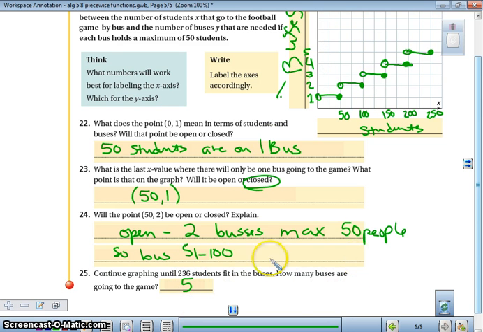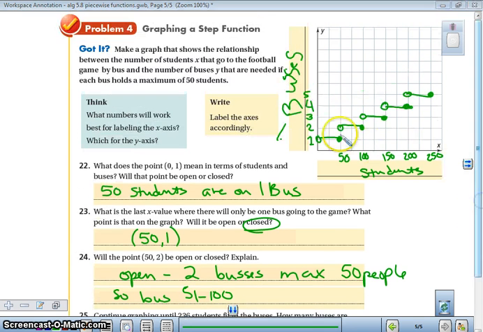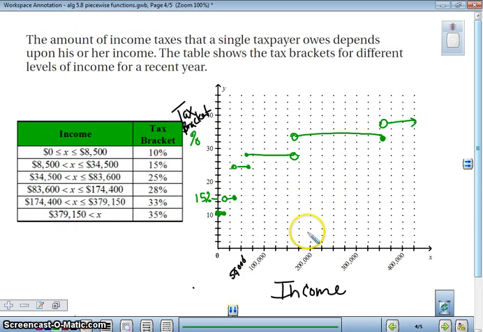Tomorrow in class, we're going to be working on a worksheet. We're going to be filling these in. The key thing is to just look at when it's going to be open and closed as you're looking at your graphs. So take a look back at the tax bracket, and we're going to be practicing these in class. Hope this went well.